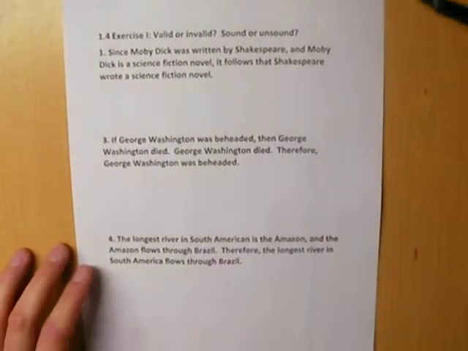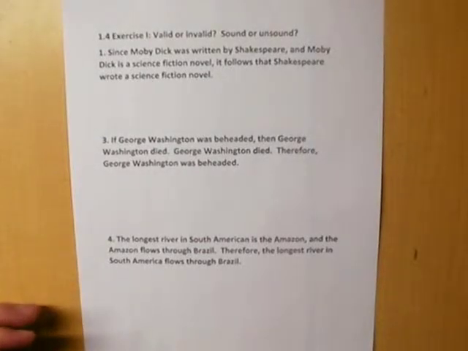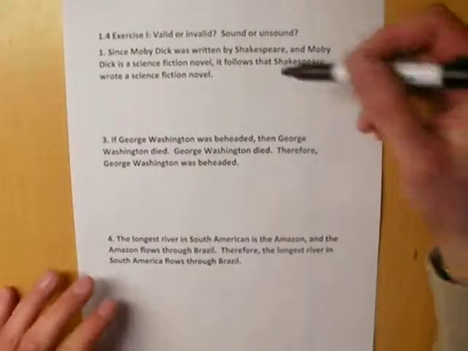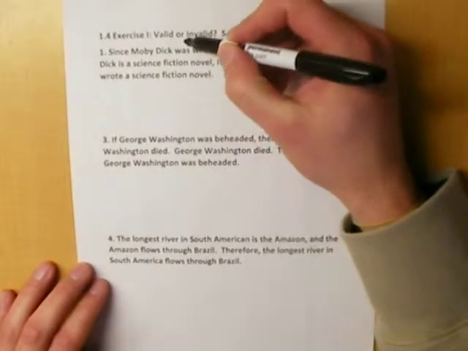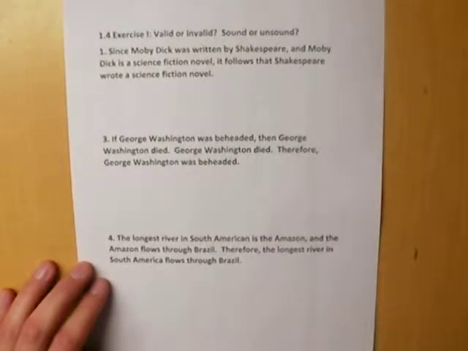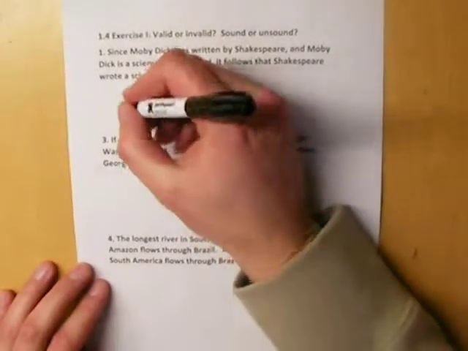So problem 1. Since Moby Dick was written by Shakespeare, and Moby Dick is a science fiction novel, it follows that Shakespeare wrote a science fiction novel. So we know, we're told it's deductive. First of all, is it valid or invalid? And this one would be valid. If Shakespeare actually wrote Moby Dick, and Moby Dick is a science fiction novel, then obviously enough, it must be the case that Shakespeare wrote a science fiction novel. So this one's valid.